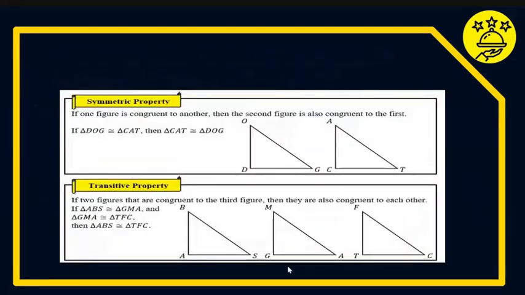Another property of congruence is the symmetric property. If one figure is congruent to another, then the second figure is also congruent to the first.